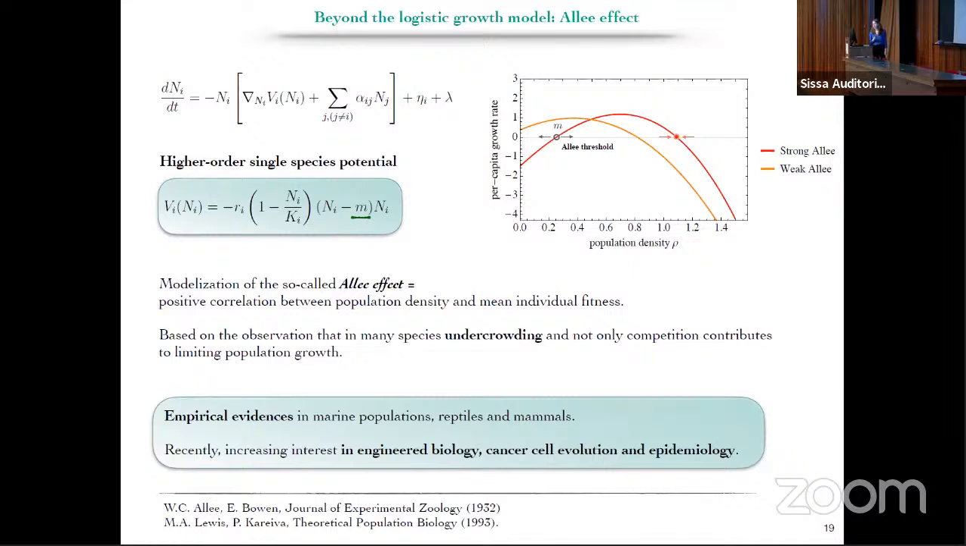With this choice of the potential, we manage to model the so-called Allee effect, which describes a positive feedback mechanism between individuals. It is a positive correlation between population density and mean individual fitness, as you can see from this plot. The Allee effect is called strong, and is plotted in red, when there exists an Allee threshold corresponding to a positive value of this parameter M, below which the population goes extinct.